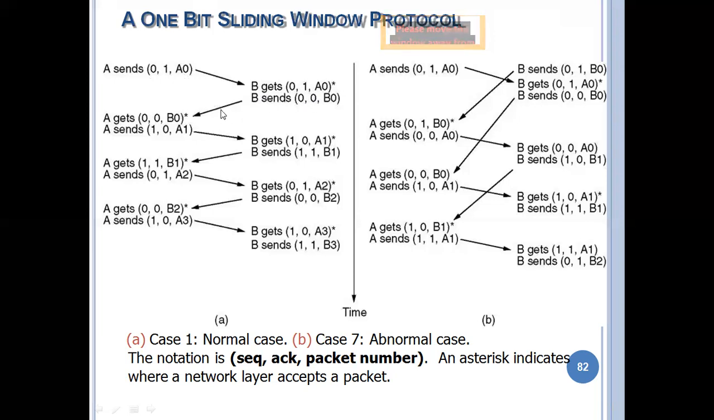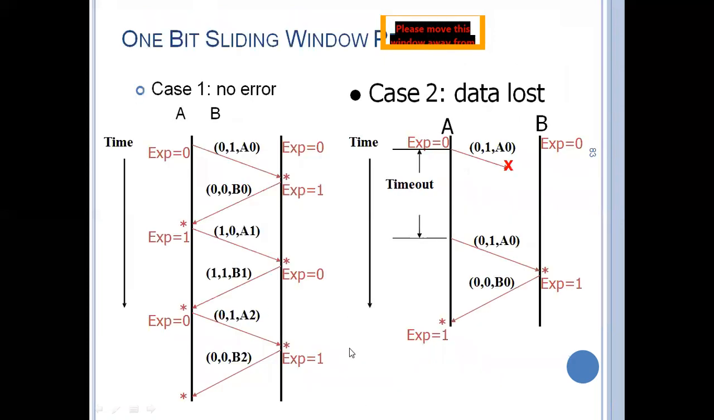Now 00 B0 is received by A. Now A sends 10 A1. That means 1 is the sequence number, and 0 is the acknowledgement it gets from B. Whatever A gets from B, that is the acknowledgement. And the network layer accepts the data packets. So this is the one bit sliding window protocol.